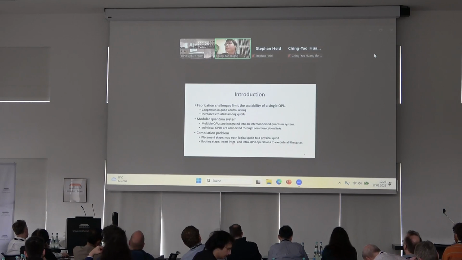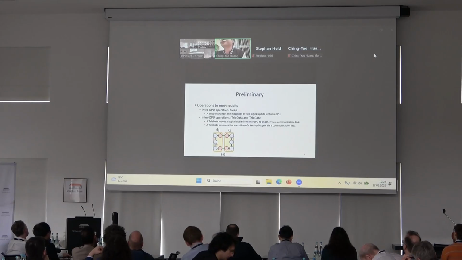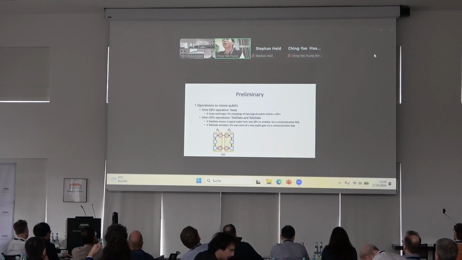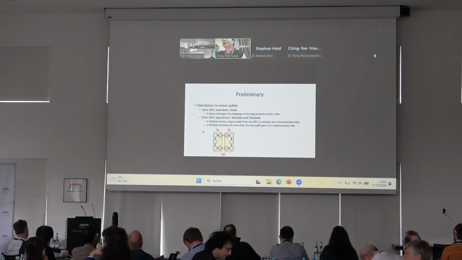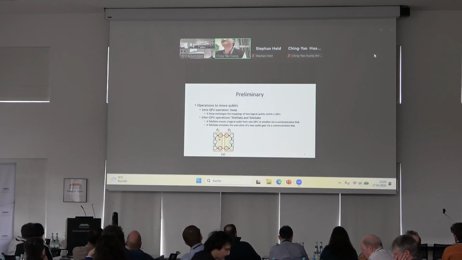A modular quantum system consists of multiple interconnected QPUs. For example, in figure A, the system consists of two QPUs, D1 and D2. The QPUs in the system are connected via communication links, like the green lines here in figure A. Each communication link links a pair of physical qubits from two different QPUs. The linked qubits in figure A serve as communication physical qubits, and the remaining qubits, the blue ones, are data qubits.